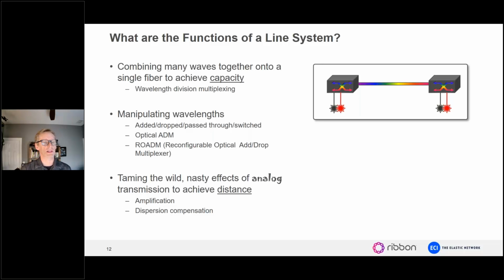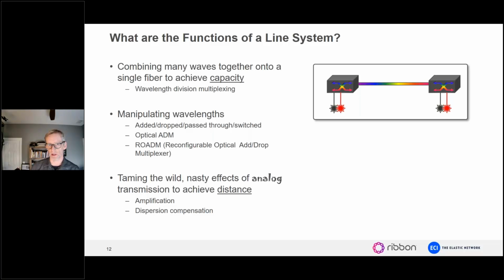The second thing a line system does is it manipulates wavelengths. There are some types of first generation line systems, older generation systems. It's very crude and manual how you have to rearrange the wavelengths. Modern systems allow you to control this very point and click from a network management system. You can add, drop, pass through, or switch a wavelength. You can make things like an optical ADM or what's called a ROADM, which is what most people do. ROADM stands for reconfigurable optical add-drop multiplexer. It's a very software-friendly, dynamic piece of equipment.